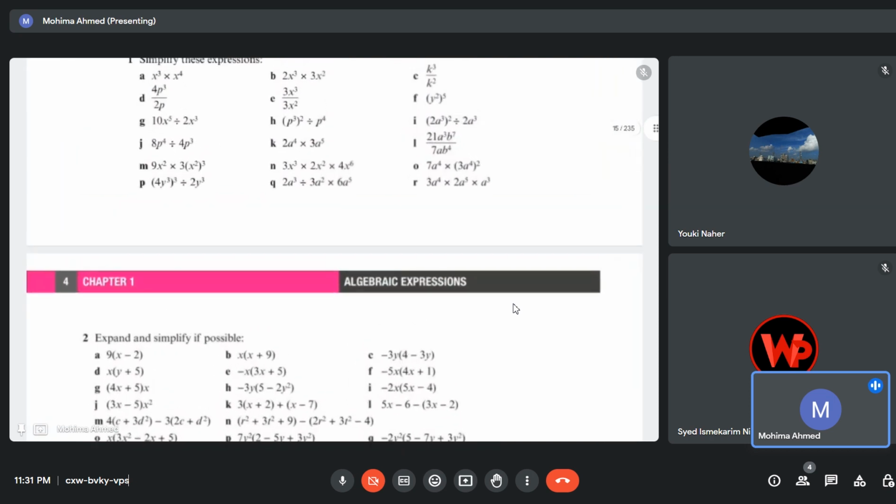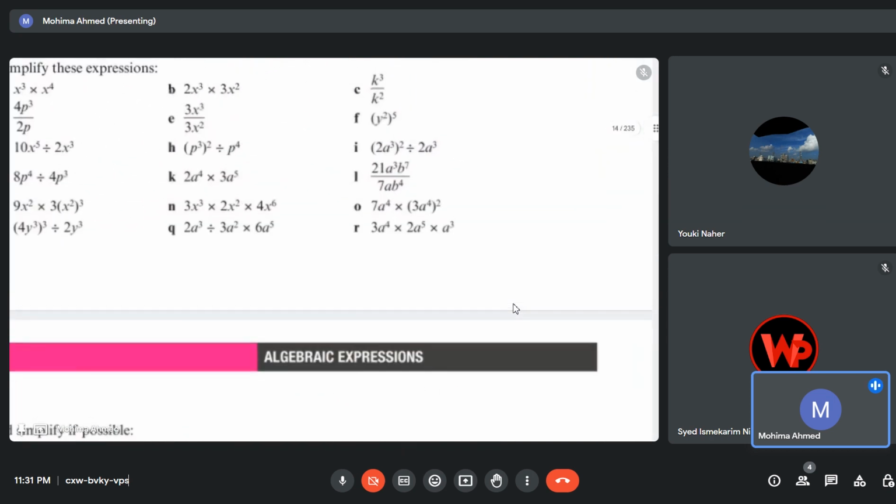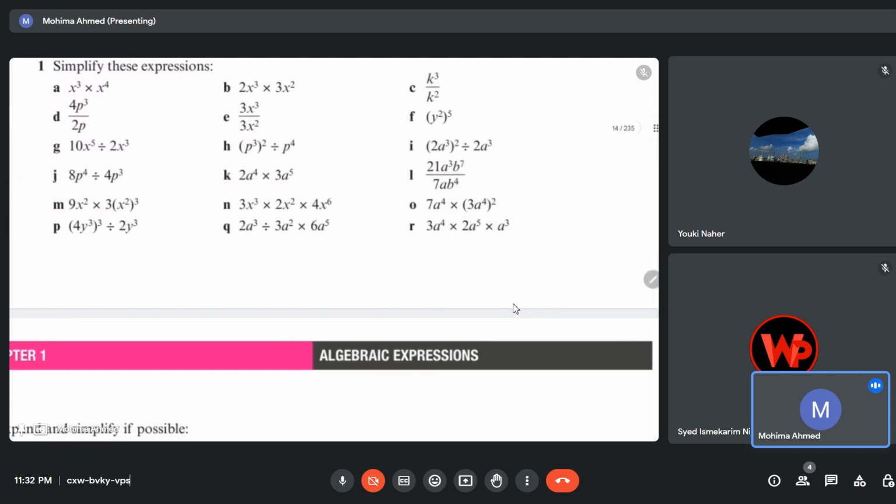Exercise 1 is quite easy. For example, for question R over here, they want you to multiply 3a power 4 with 2a power 5 and a power 3. So you can just multiply the numbers together, which is 3 into 2, becomes 6. And when you're multiplying a power 4, a power 5, a power 3, the bases are the same, powers are different, and the bases are getting multiplied. So you need to add all the powers. The final power would be 5 plus 3 is 8, 8 plus 4 is 12. So it becomes 6a power 12.